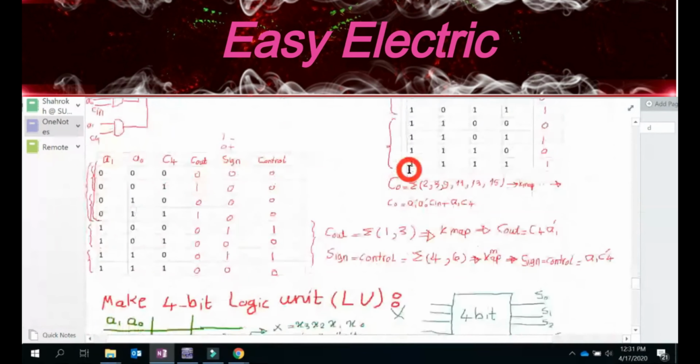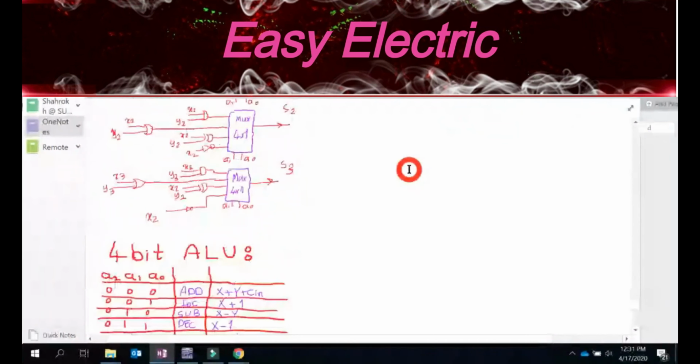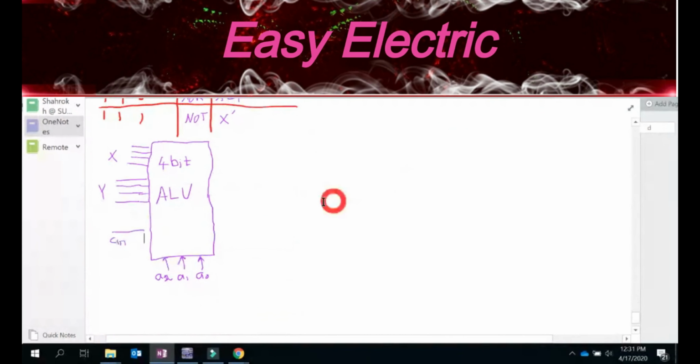Carry out and sign, because you do addition and subtraction. You definitely need an extra carry and also the sign whenever you have a subtraction. So that means 1, 2, 3, 4 - this is for S, but definitely I need Cout or C4 and something for sign.